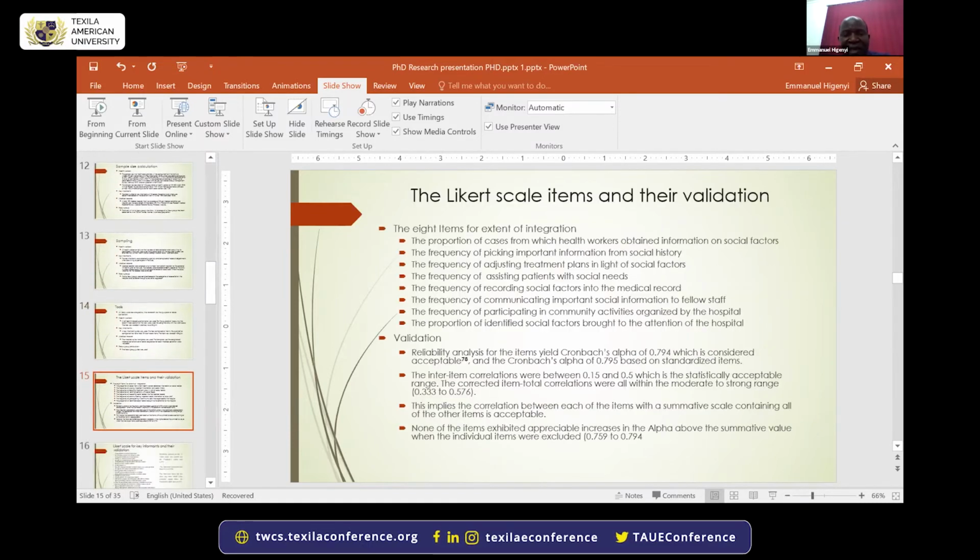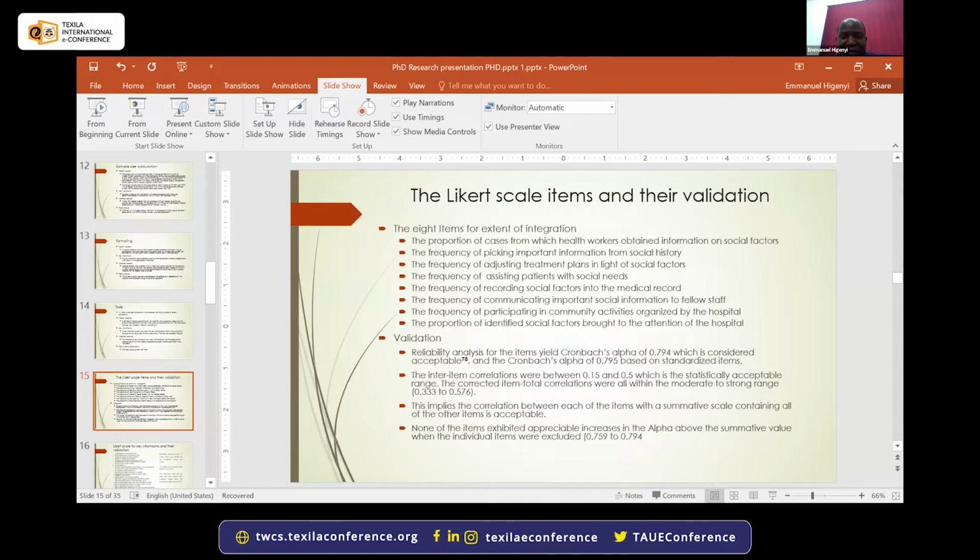The tools, as I've already highlighted, were the self-administered questionnaire, key informant guide, medical record review template, and focus group discussion guide. For the extent of integration, I used the Likert scale approach based on its advantages, and I had 8 attributes which comprised the extent.